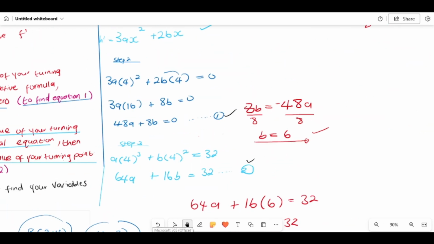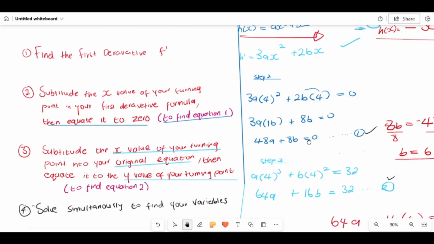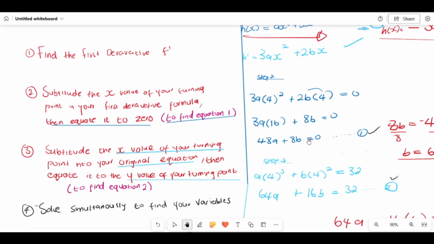Now, with regards to finding the equation of your cubic function whenever you're given turning points, make sure that you follow these 4 steps. And the most important steps, as I've mentioned, are step 2 as well as step 3, right?